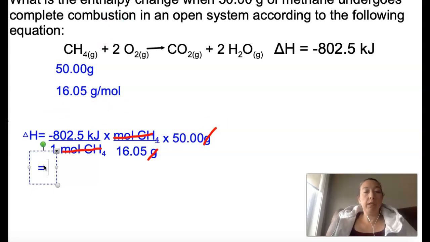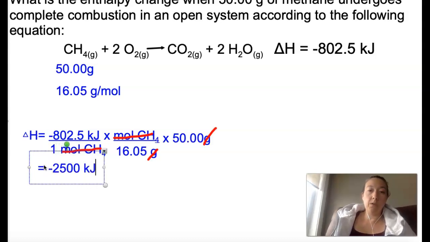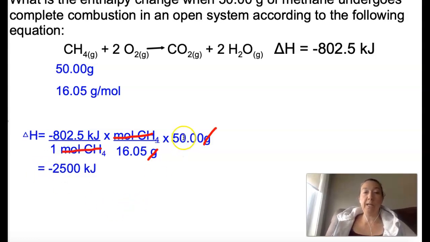So go to our calculator. We're going to do negative 802.5 divided by 16.05 times 50. And that's going to give us negative 2,500 kilojoules. And we are allowed to have that many significant digits, so we don't really have to do anything to it. If you want to switch it over to scientific notation, you could, but it's not a crazy huge number, so it wouldn't really be expected that you would do that, okay?